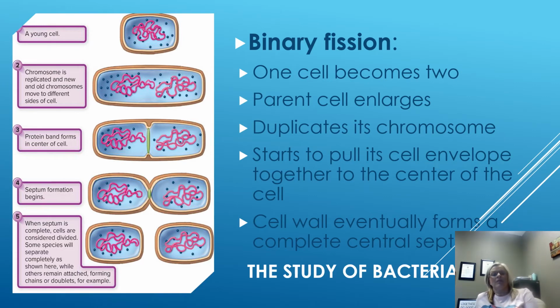Bacteria can grow in a similar fashion to fungi by budding or hyphal formation, forming hyphae. But most bacteria are going to grow via binary fission. So the parent cell is going to enlarge, as you can see over here. It is getting larger. Chromosomes are going to be duplicated, and then they're going to move to the sides of the cell. You're going to form this little protein band in the center, and a septum is going to begin to form. When the septum is complete, the cells are going to be divided, and you're going to have two identical cells. Basically, it's cloning.